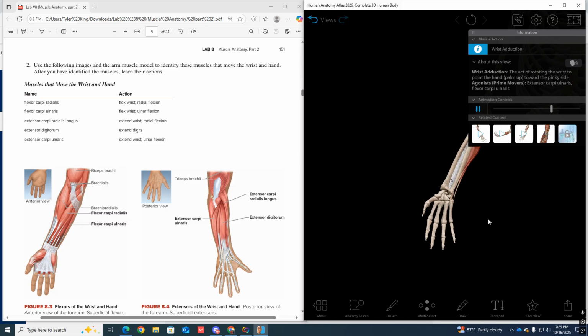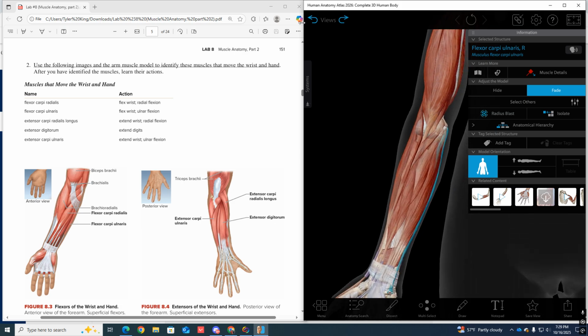So remember, when you're waving at somebody, you're doing both radial and ulnar flexion. You're moving in radial flexion when you're moving your thumb away from the midline, and ulnar flexion when the pinky is going closer towards the midline. So they both have the same function of flexing the wrist, but depending on if it's either radialis or ulnaris, it'll determine which one is doing radial flexion or ulnar flexion. All right, so that's that.